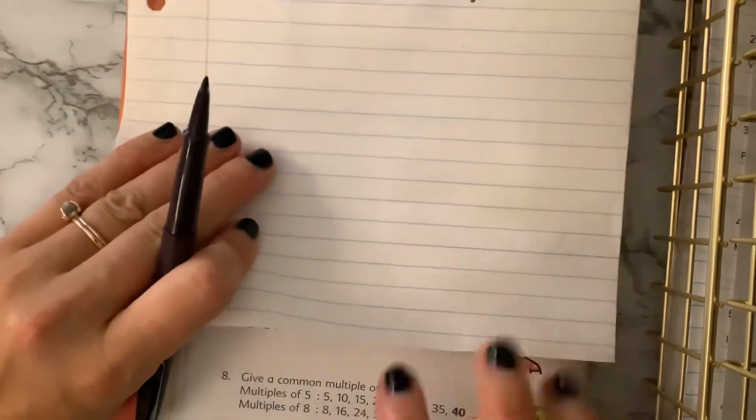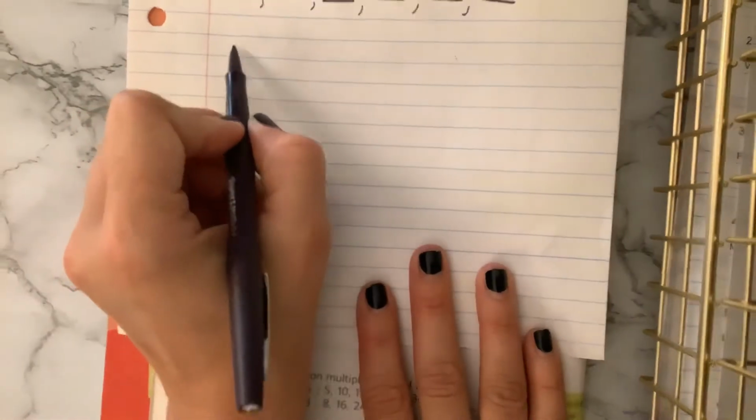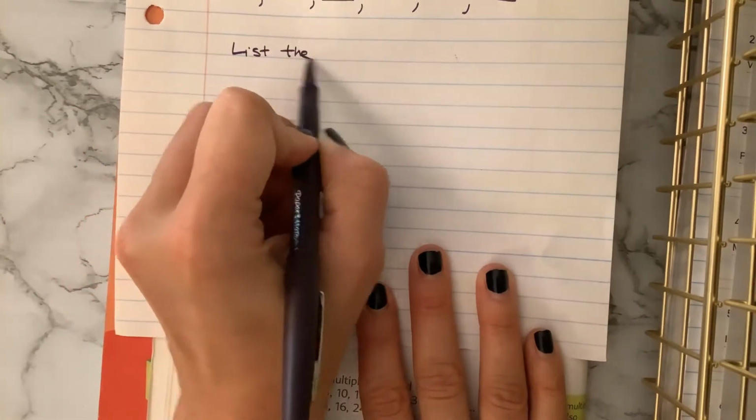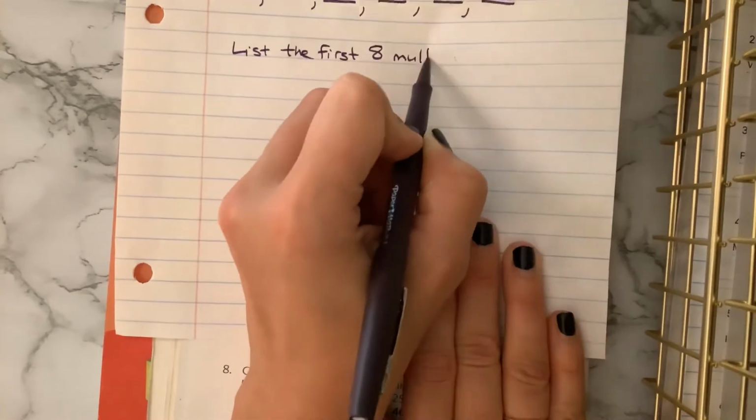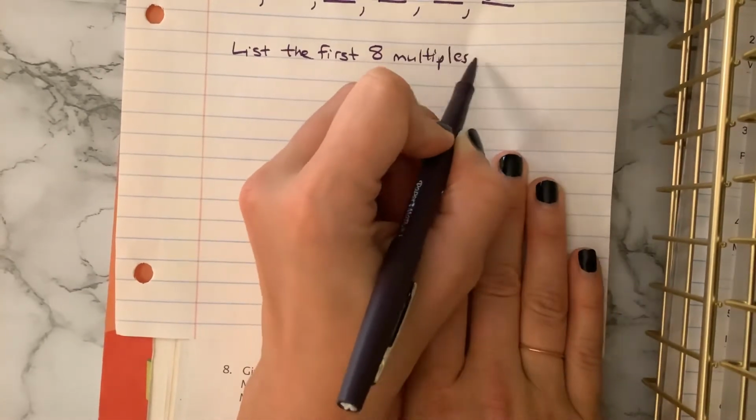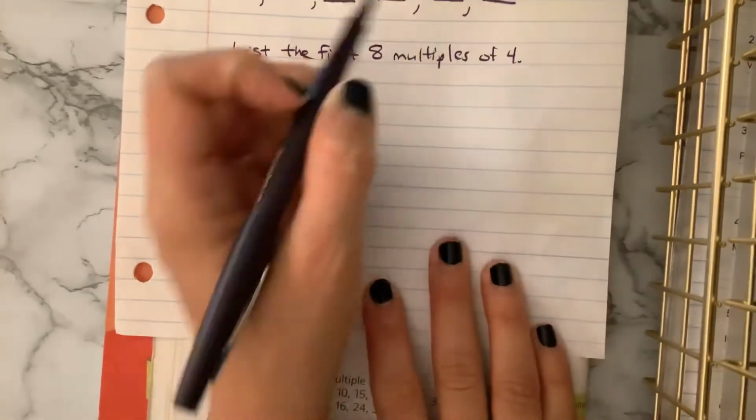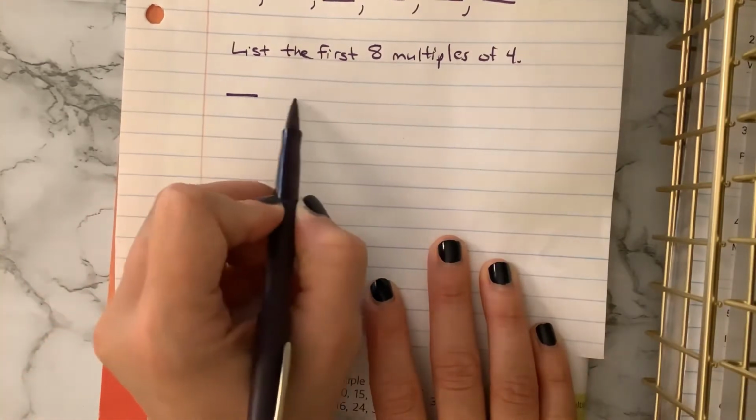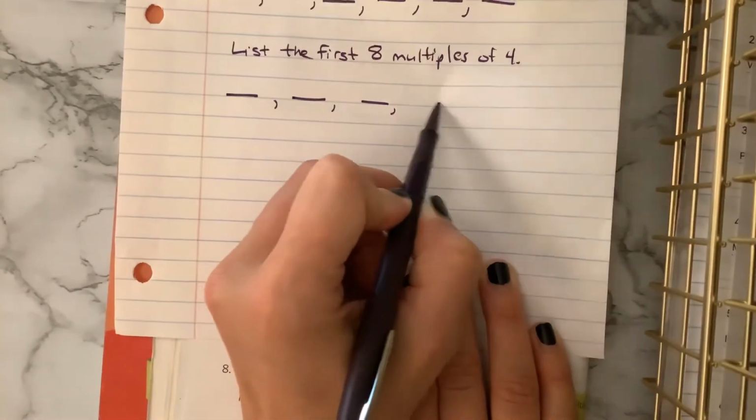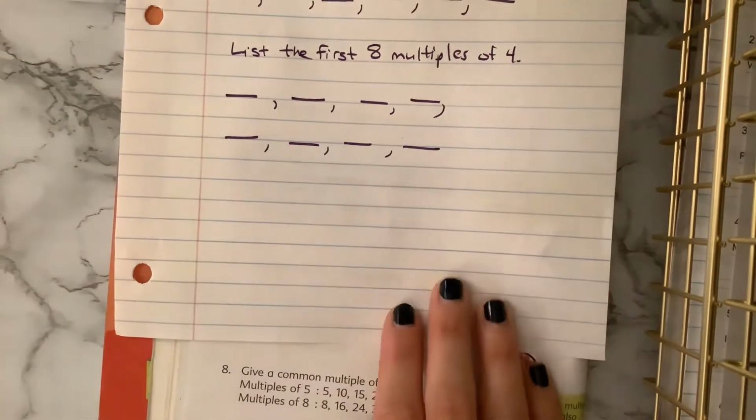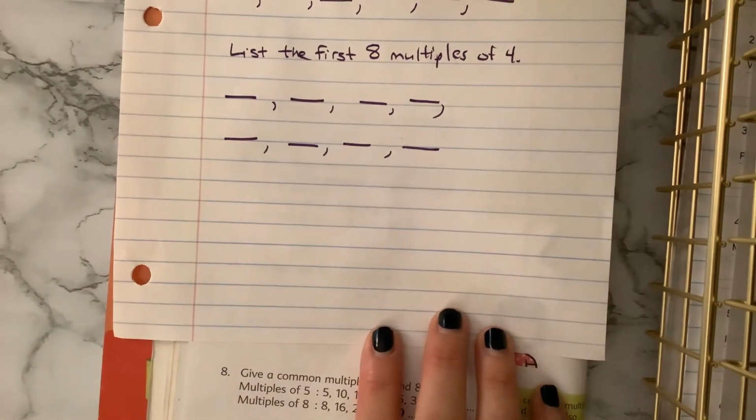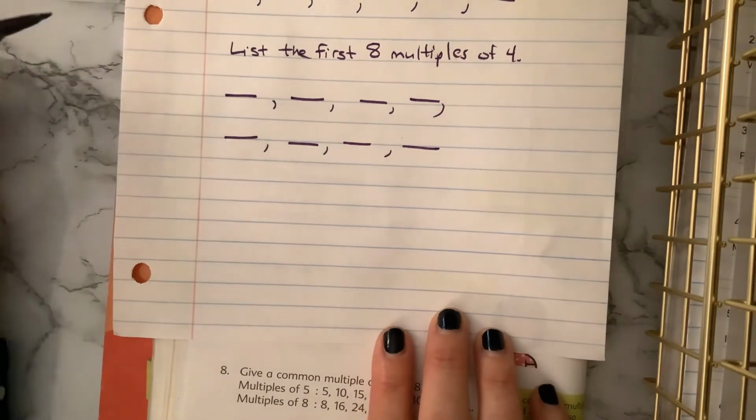I would like you to try one on your own, please. I'm going to say list the first, let's say, 8 multiples of 4. Since I'm asking for the first 8, you could say 1, 2, 3, 4, 5, 6, 7, 8. So go ahead and pause, list the first 8 multiples of 4, and then come back and see how you did.